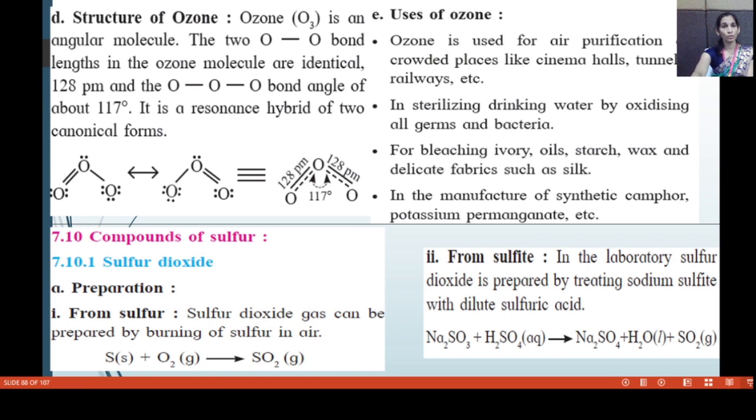The structure of ozone is an angular molecule. The two O-O bonds in the ozone molecule are identical, with length 128 pm and the bond angle is 117. It is a resonance hybrid of two canonical forms. The bond length is 128 pm and the bond angle is 117.